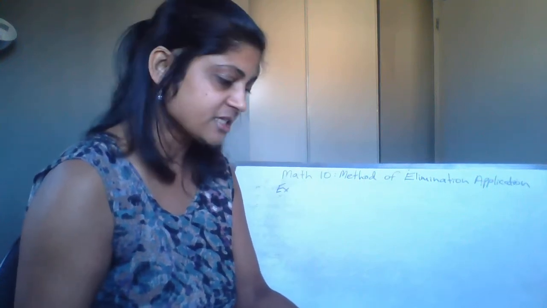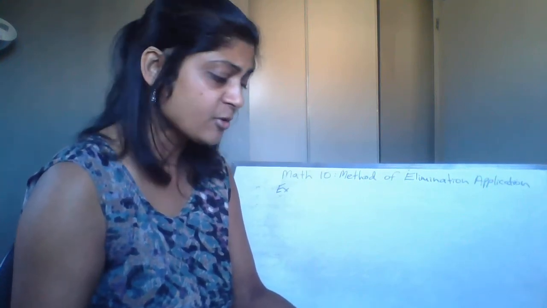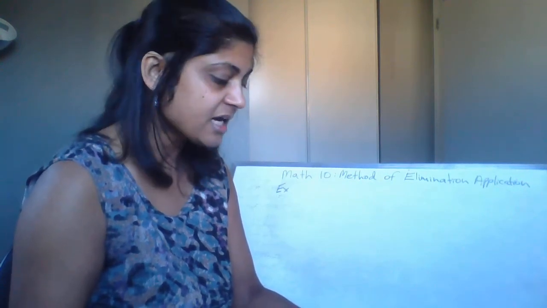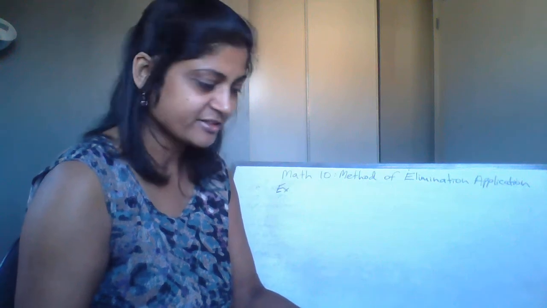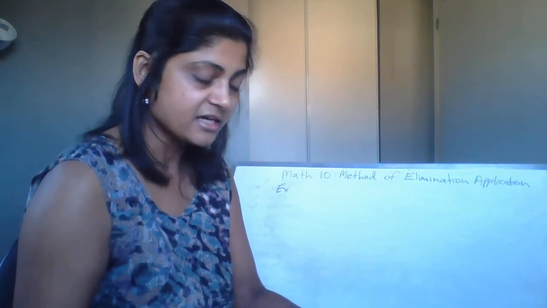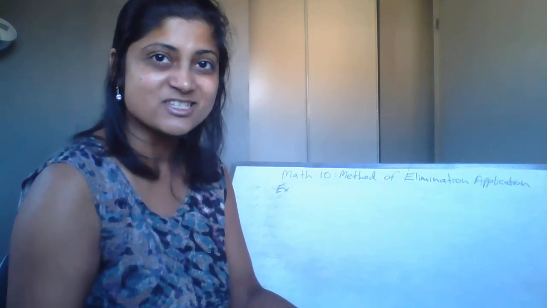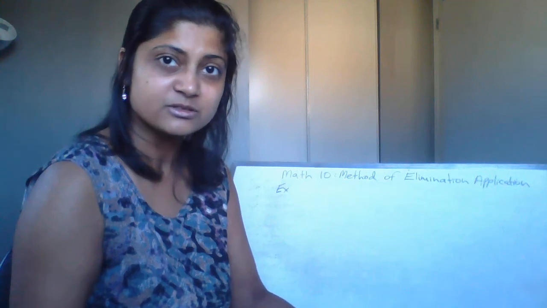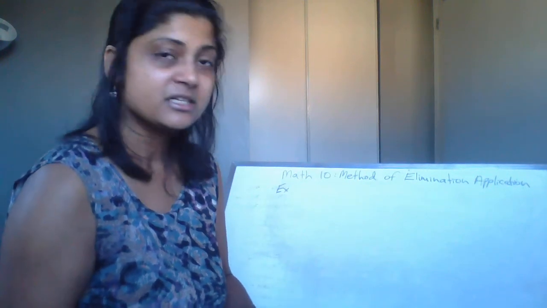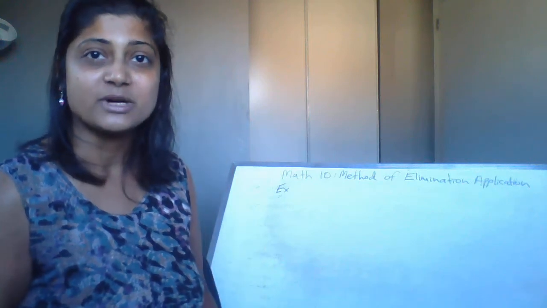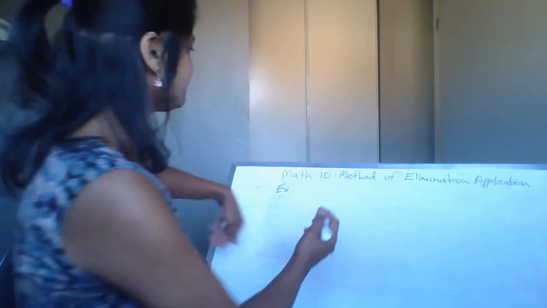The girls' soccer team held a fundraising car wash. They charged $5 for each car and $8 for each van. And altogether, they washed 44 cars and vans, and they collected $262. And the question is, how many of each type of vehicle did they wash? Now, before I even come up with the equation, the first thing I want to do is write out the let statement. So let's do that.